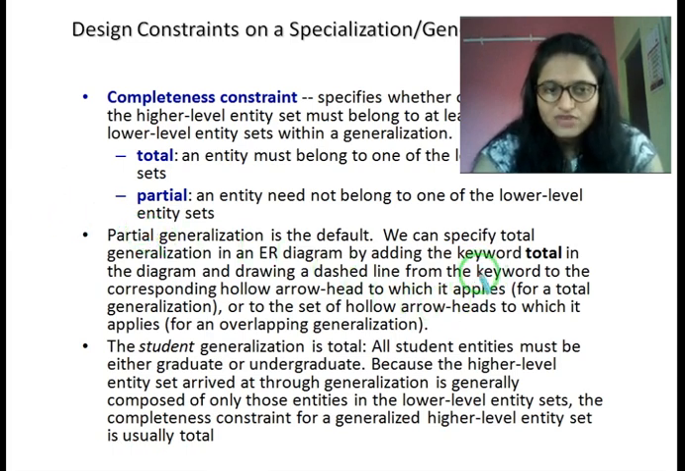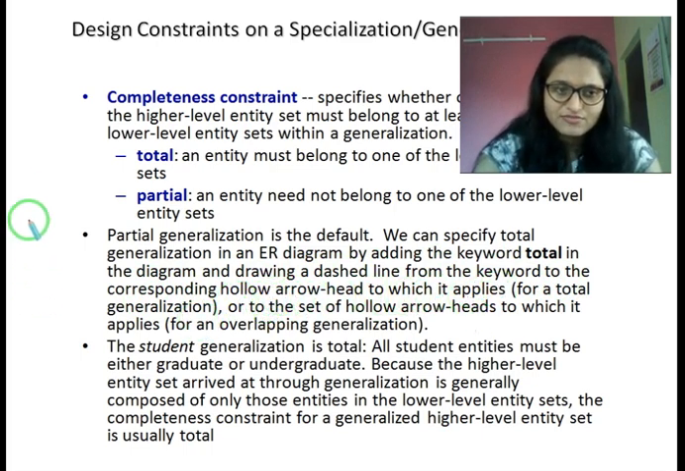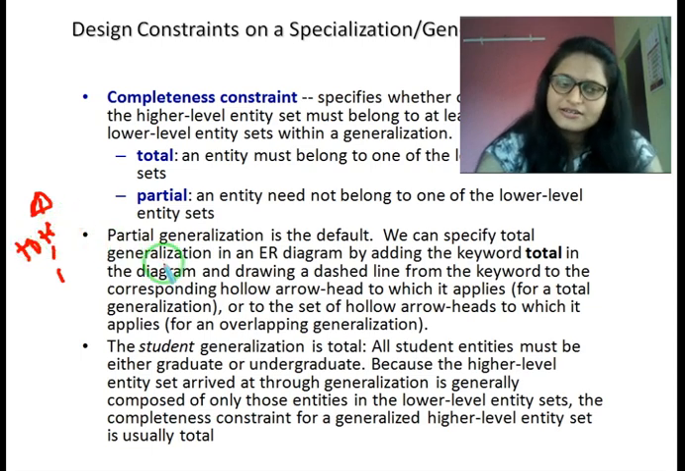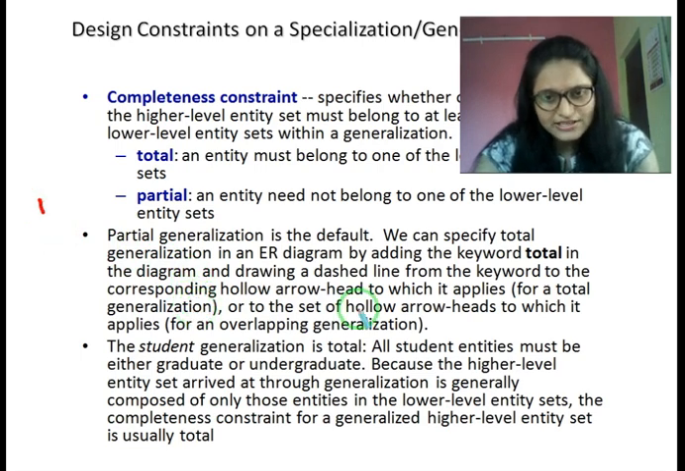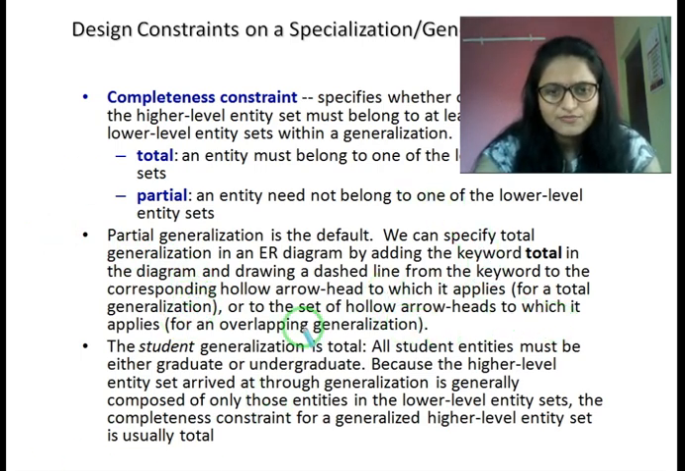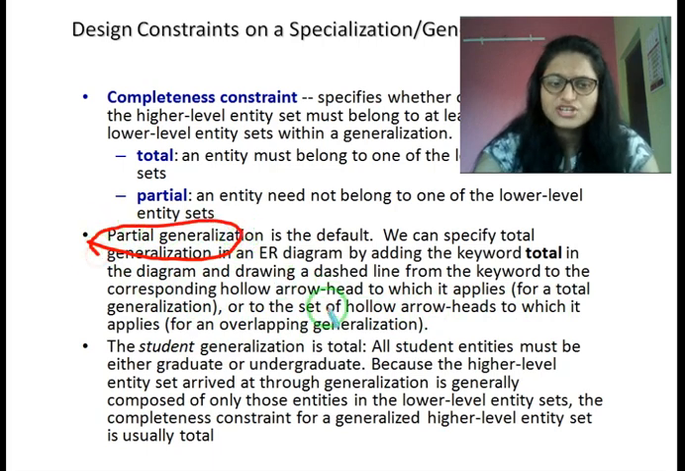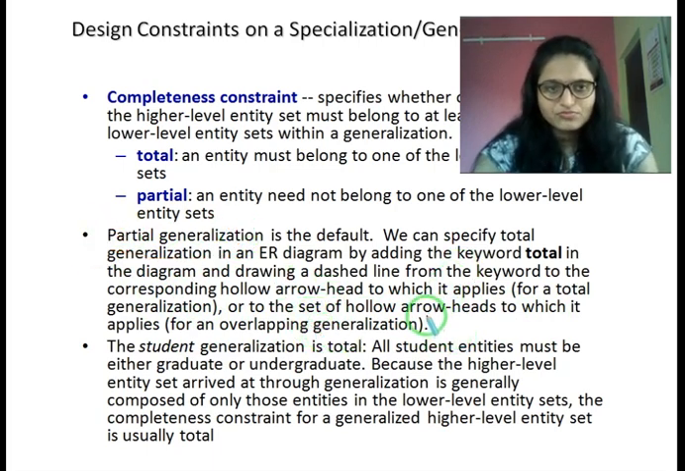We place the word total in the diagram and draw a dashed line from the keyword to the corresponding hollow arrow, which is applied for total generalization. That means just add a dotted line and the term total in your ER diagram. If this line is not there, it specifies a partial generalization. Done. So these are the two types of participation.